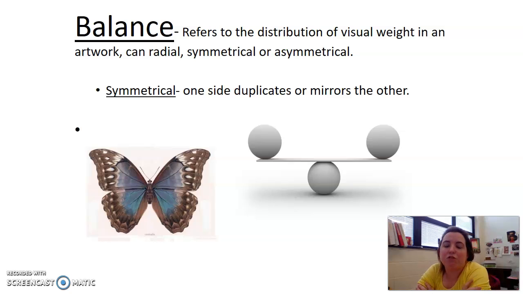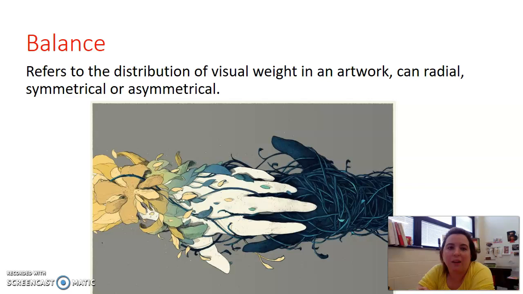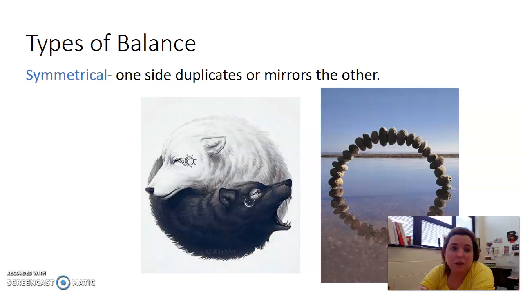Balance refers to the distribution of visual weight in an artwork. It can be radial, symmetrical, or asymmetrical. So this artwork is two hands. One is white and one is dark blue, black. And those are contrasting, but because the hands meet in the center and there's equal parts of engagement on both sides, I would call it balanced.